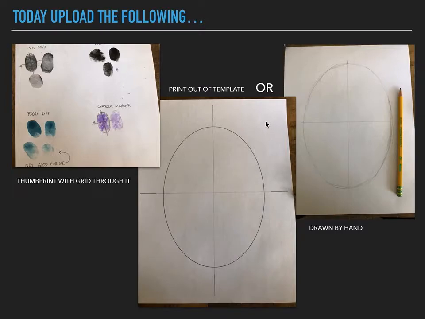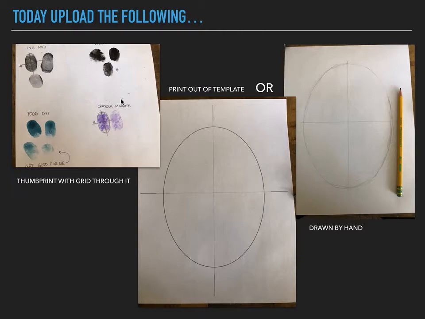Last week I had you create your thumbprints and also start setting up your template of where you're going to place your design. You all did a great job. If you haven't done this, make sure you upload it. The thumbprints came out great, and I'm seeing all of your templates completed, so that's great.